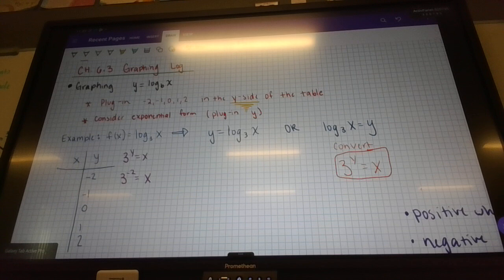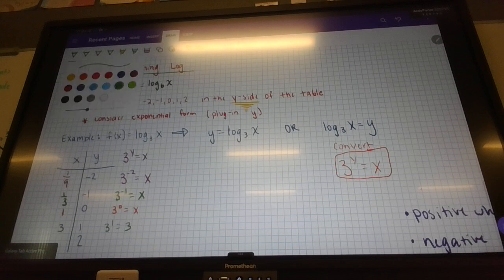Yeah. Yep. And then we'll do 3 to the negative 1 equals x. What's 3 to the negative 1? 1/3. And then we'll do 3 to the 0 power equals x. What's 3 to the 0 power? 1. And then things are going to start looking easier. 3 to the 1st is 3. And then 3 squared is 9.